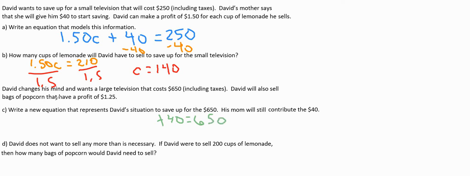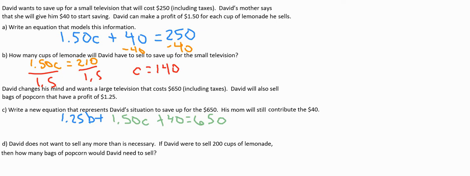And he's still going to make the $1.50 per cup of lemonade. And the difference now is that he also makes $1.25 for each bag of popcorn. And let's use B for bags of popcorn. So that would be our equation: 1.25B plus 1.50C plus 40 equals 650.